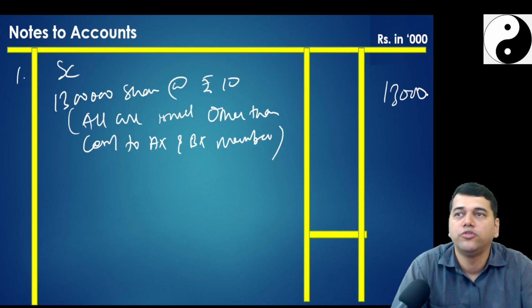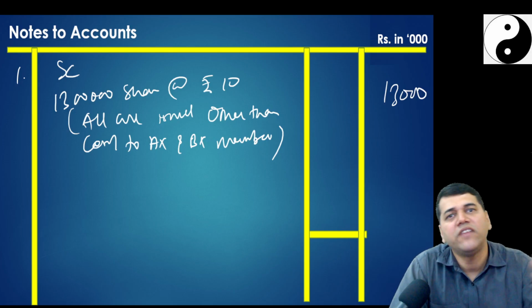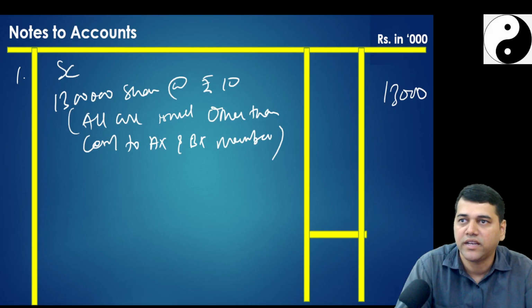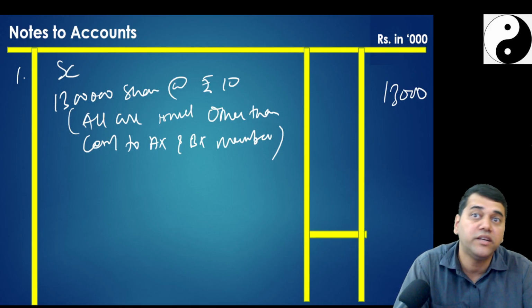So this is the disclosure you need to give. And this is not relevant in the next chapter. Next we will do 110. It is not relevant there. But here it is relevant.